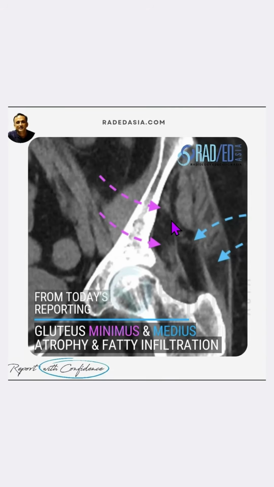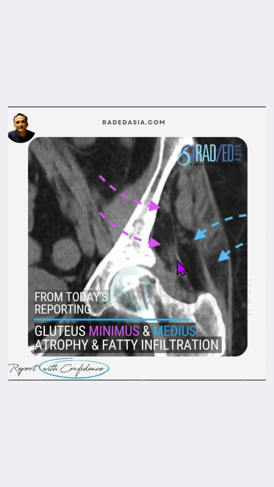The normal gluteus minimus muscle fills the space next to the ilium. So this should all be the signal of muscle. We have normal muscle here. What we have here is that we've got small portions of muscle fibers, but most of it is actually fat. So we've got atrophy and fatty infiltration.